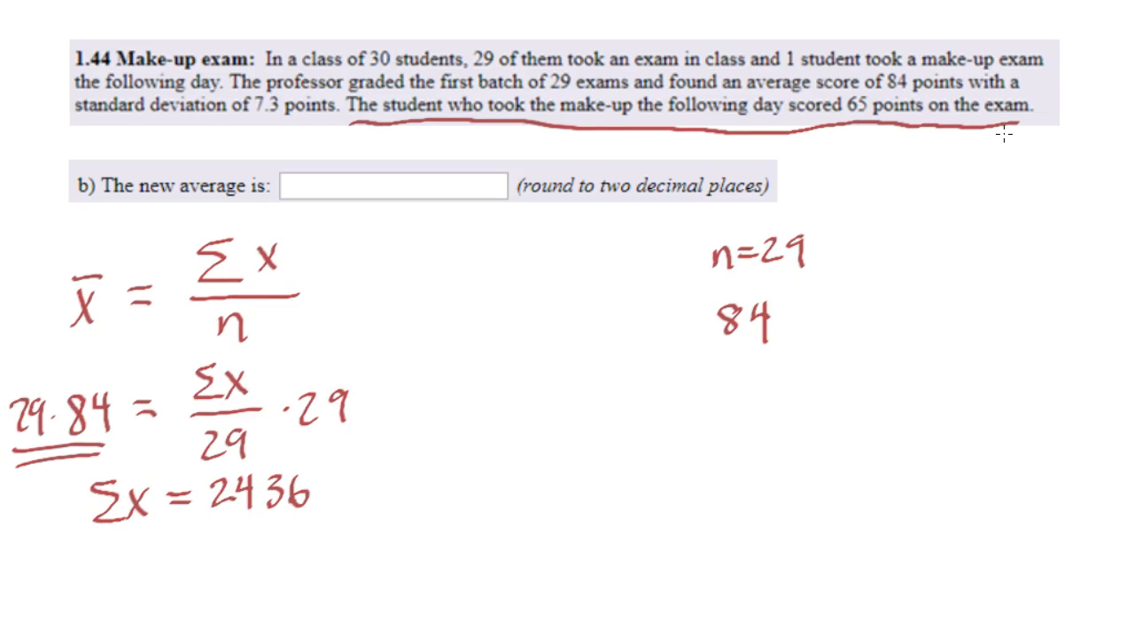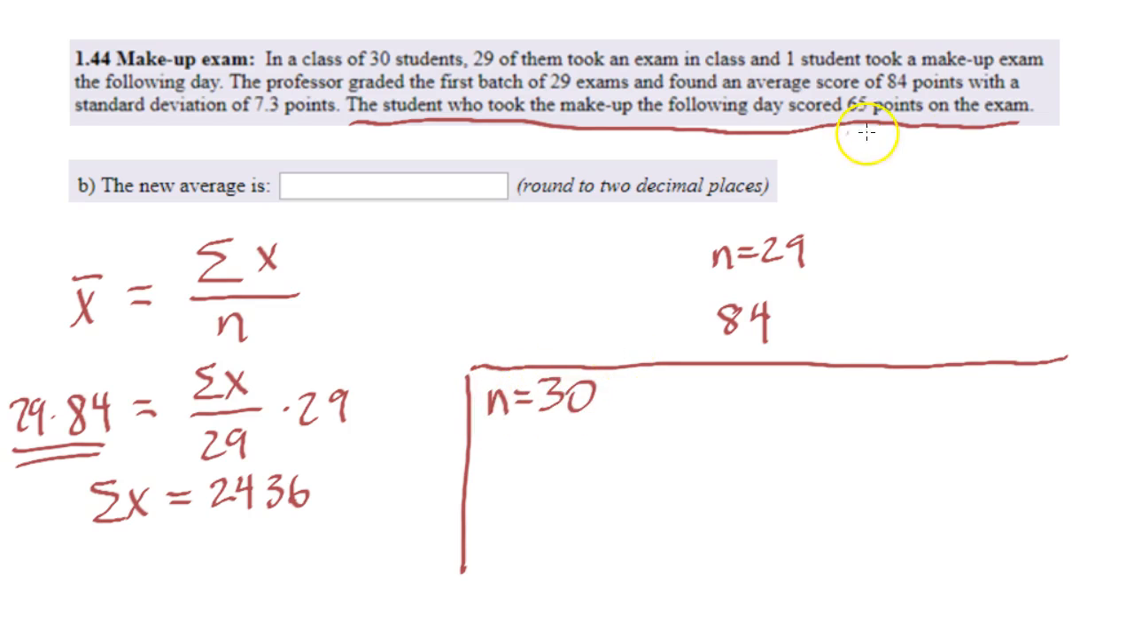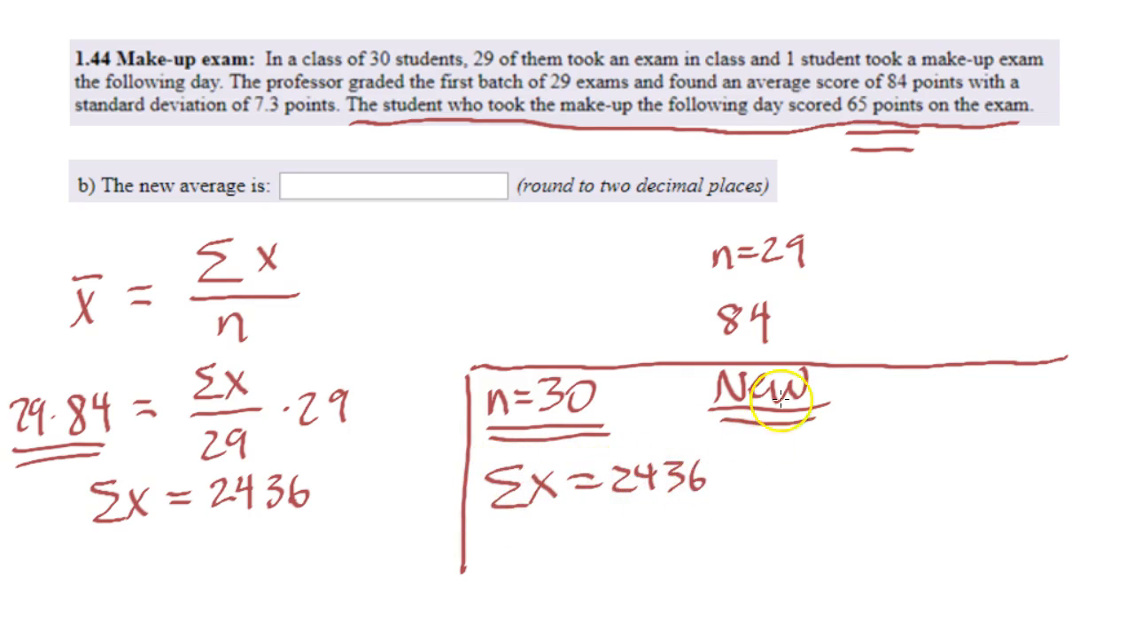So our sum of values, our sum of x, is going to increase. So our new sum of x, from n equals 30, adding in that extra data value of 65, we're going to have an additional value added to sum of x. So using n equals 30, our sum of x is going to change from 2,436 and add on an extra 65 to our sum. So that is going to give us 2,501. So our new sum of x is 2,501, but now we have n equals 30.